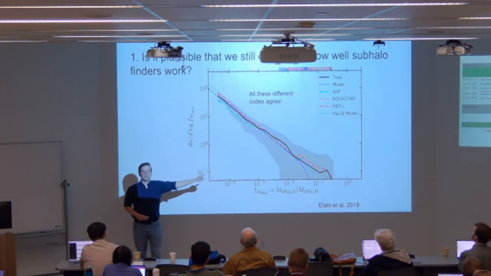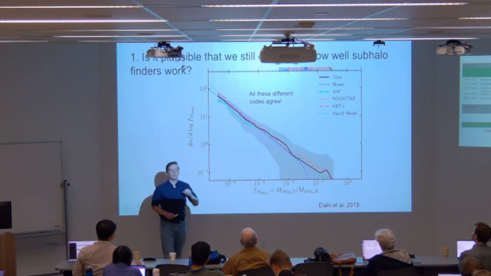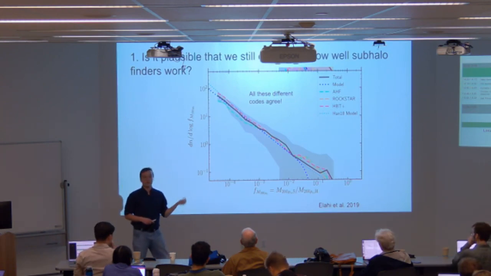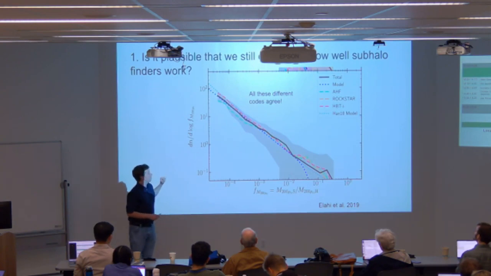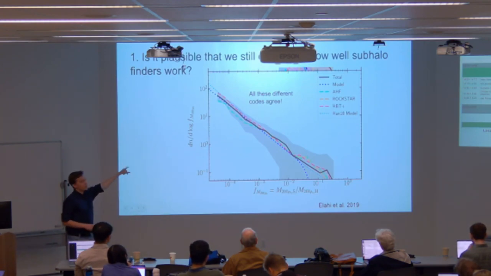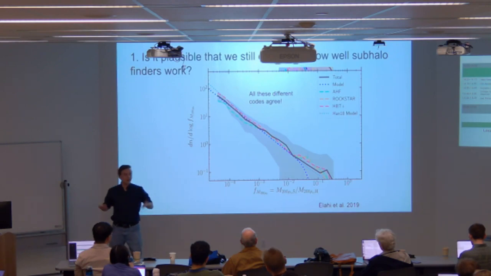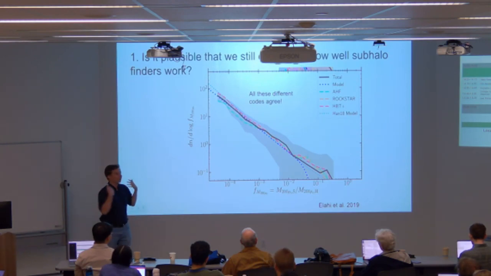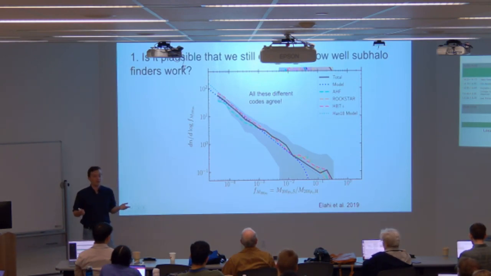This is a mass function. The x-axis is showing you the ratio between subhalo masses and host halo masses, and the y-axis is showing you the count. Most of the curves here are different subhalo finders. The only thing you're supposed to take away from this plot is that those lines are close together. And the argument goes, well, if they were wrong, why would they all be wrong in kind of the same way? And that's a compelling argument.